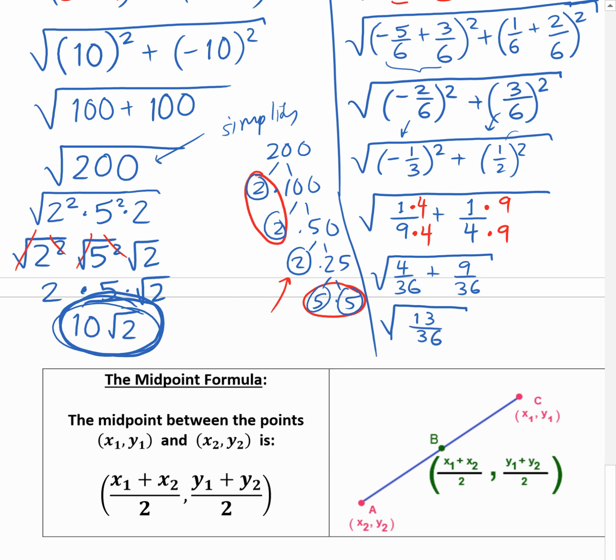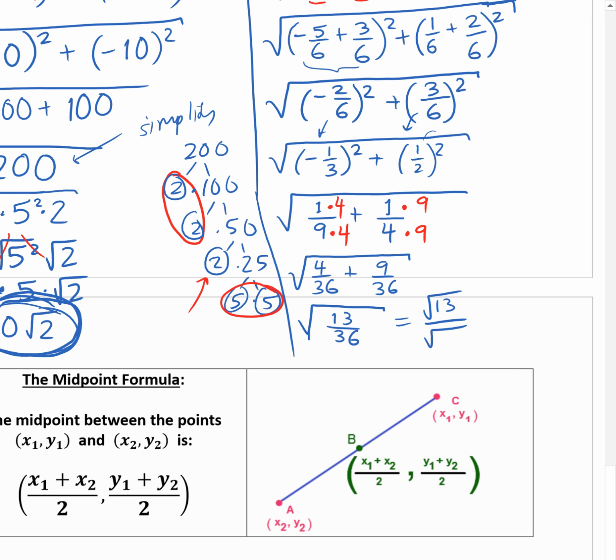And so this fraction doesn't have a nice square root, but maybe I'll split it into the square root of the numerator and the square root of the denominator. That way, even though the numerator doesn't have a square root and it can't be simplified, the denominator does, so at least that's something. There we go. That's as good as it gets right there.